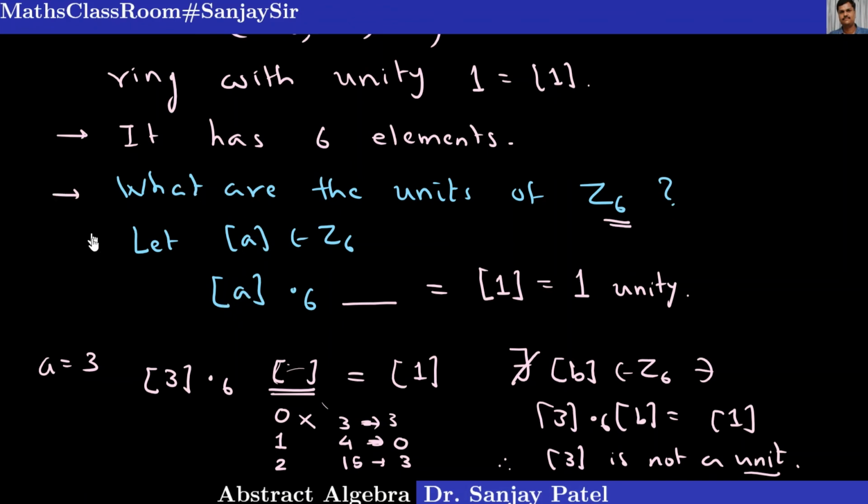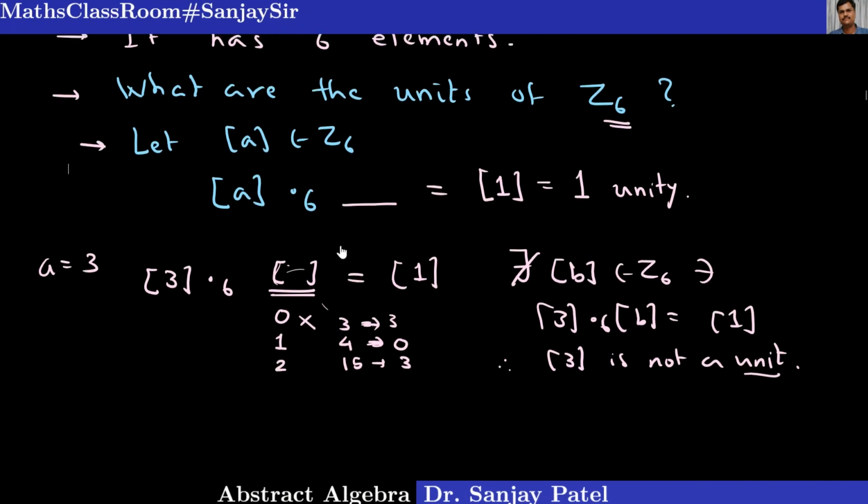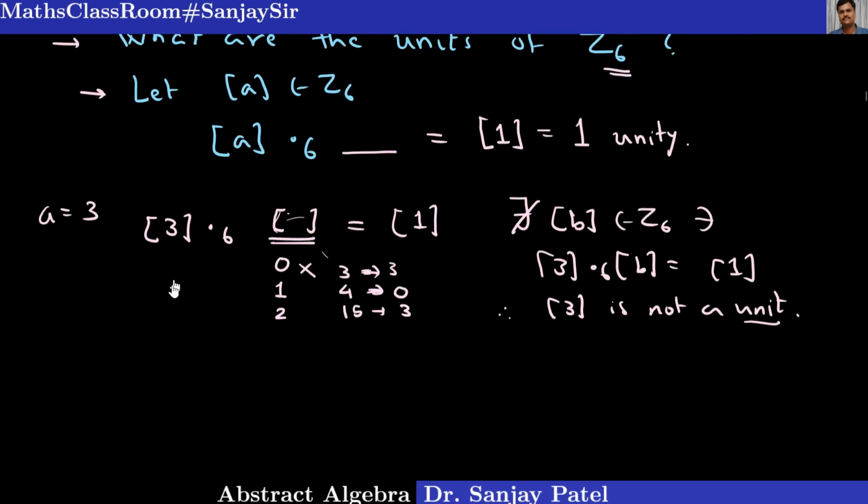So I am taking class A belonging to Z6 and simply writing which elements are units, or which elements have a multiplicative inverse. 0 has no inverse. Class 1, yes, 1 is a unit. In any ring, the unity element is always the multiplicative inverse of itself, because 1 into 1 is always 1. So 1 inverse is 1.